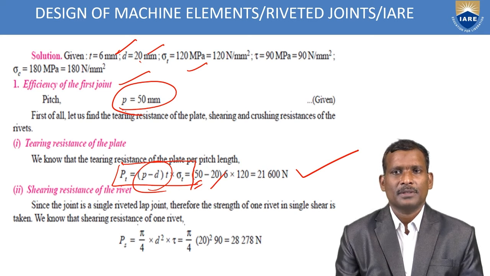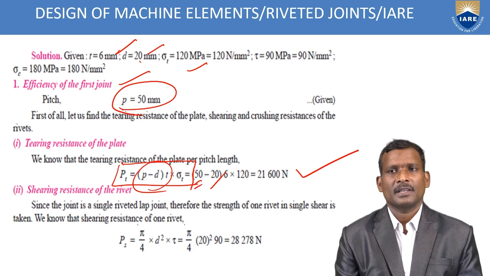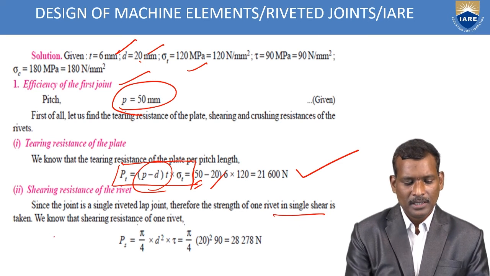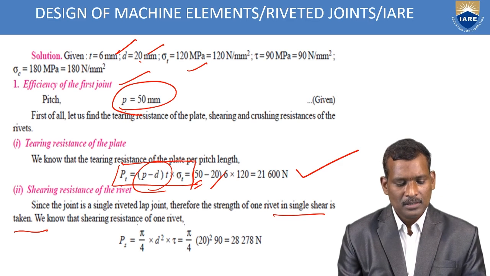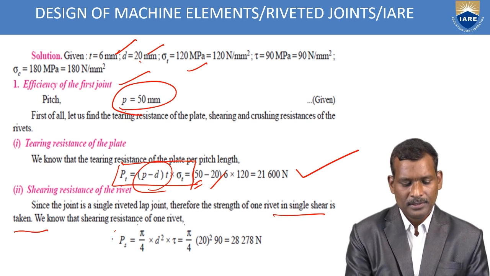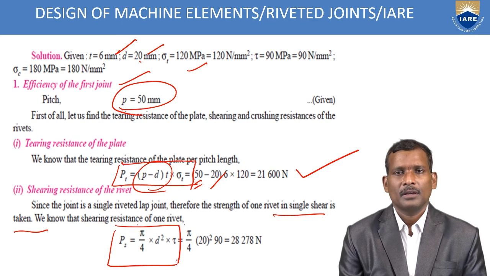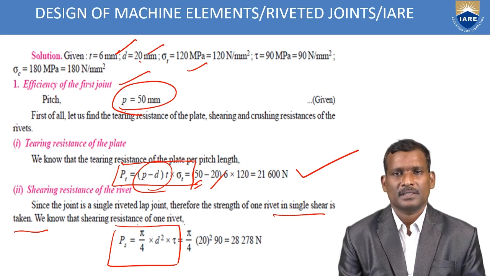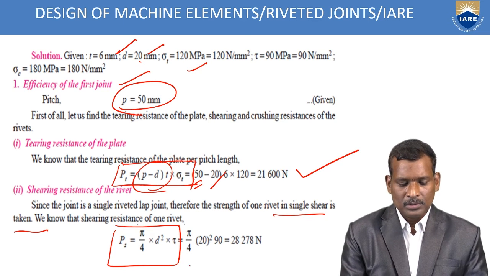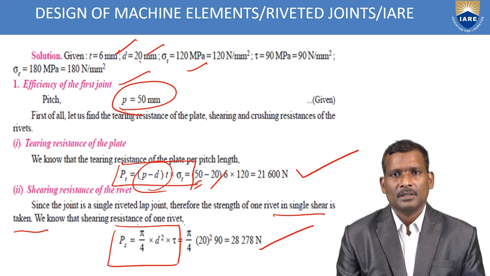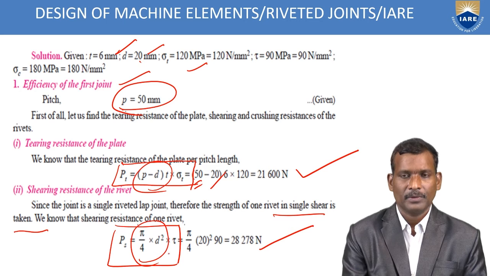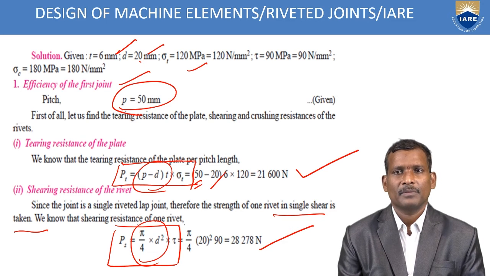The joint is a single rivet lap joint. Therefore, the strength of one rivet in single shear is taken. So we know the shearing resistance of one rivet. That is PS is equal to 5/4 into d square into shear stress, that is permissible shear stress. So substitute those values in this equation and you will get the shearing resistance.